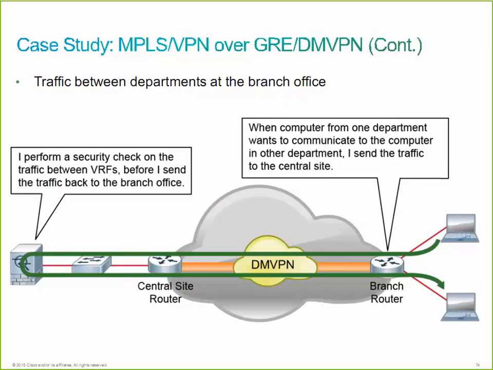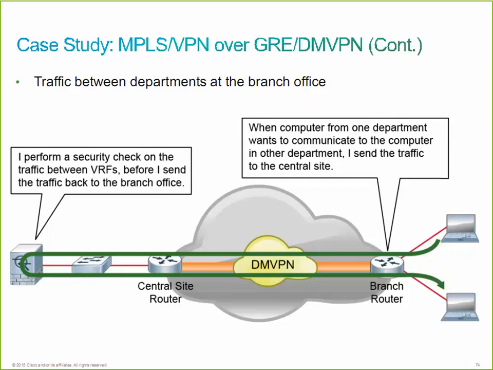All right? But what this solution provides is the ability to provide traffic isolation on the branch office, but allows you to centrally manage those security checks. So when I send traffic from one department and it's destined to another department at the branch, it does go through that central firewall. That could be a downside too, right? Spoke-to-spoke communication. Actually, we're not even talking about spoke-to-spoke communication at this point, right? We're talking about intra-spoke communication. That traffic has to flow through the central site.